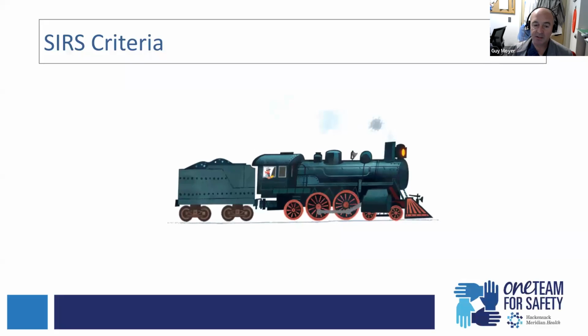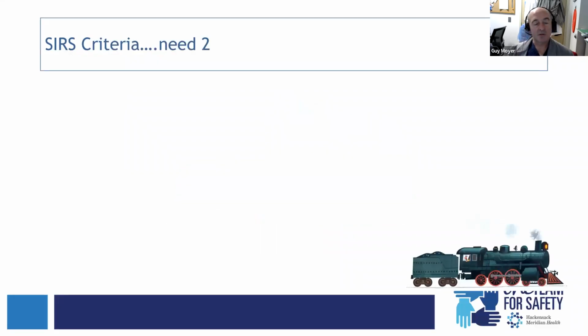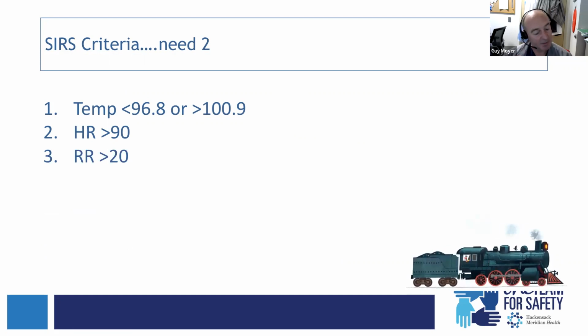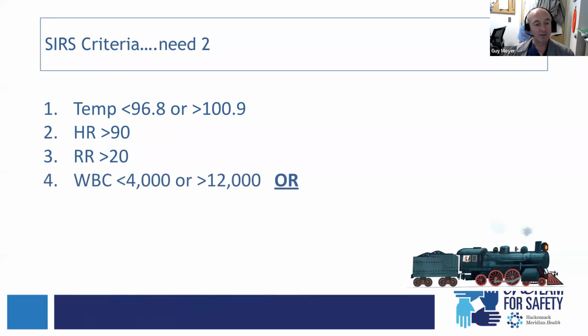So your SIRS criteria. You need to meet 2 of them. Our first criterion is a temperature that is less than 96.8 degrees or greater than 100.9 degrees. An elevated heart rate is greater than 90. If their respiratory rate is greater than 20, you actually have to count their respiratory rate. A lot of people just put 20 in as a common practice, but you really should be counting the respiratory rate of the patient. And then you need to start looking at your lab values.